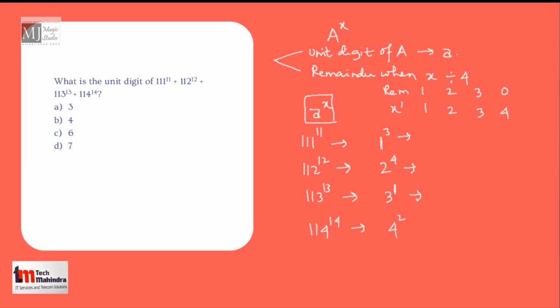Now just find the last digit of these simple expressions. 1 to the power 3, last digit is 1. 2 to the power 4 is 2, 4, 8, 16, last digit is 6. 3 to the power 1 is 3. 4 squared is 16, last digit is 6. Now since an addition sign is there, let me add them up. 1 plus 6, 7, plus 3, 10, and 16. So the last digit of this addition should be 6. So what is the last digit of the entire expression? It is 6. Option C should be the answer.